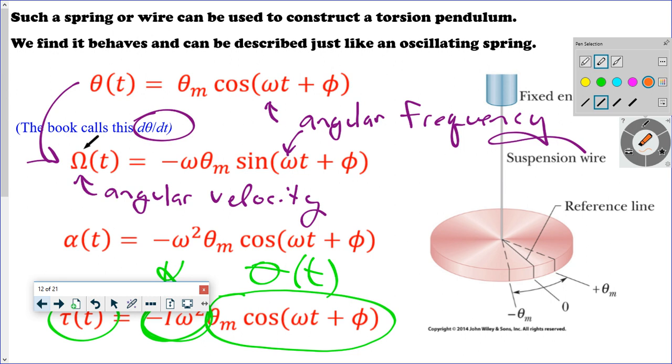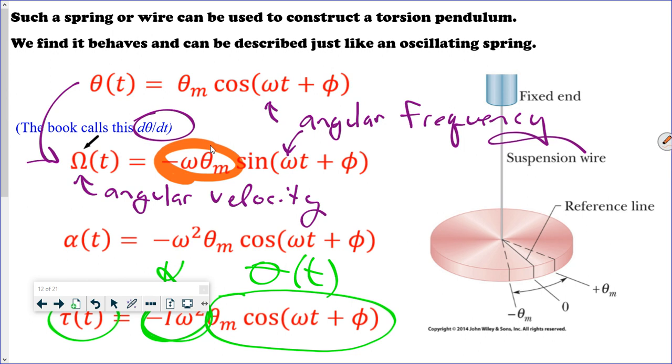Look, isn't that going to be our maximum angular velocity? Because sine oscillates between 1 and negative 1, so we want to maximize it, put it at 1. That means omega times theta max. Just like yesterday, we learned that the maximum velocity was omega times x max, which I think is what Maggie meant when she said she just knew it.